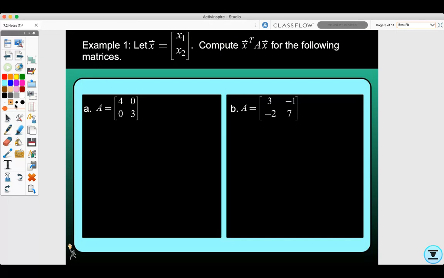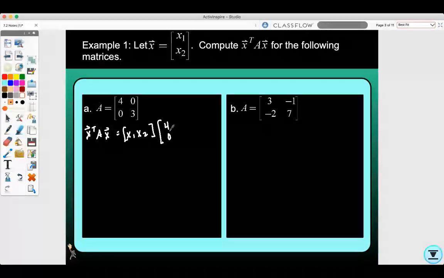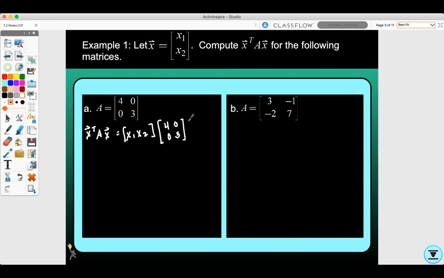Let's go ahead and look at example 1. Let x be x1, x2. Compute x transpose A x for the following. So for A, we're going to compute x transpose A x, which would be x1, x2 times A, which is 4, 0, 0, 3, times x1, x2. We're going to multiply these two matrices together first, 2 by 2 and 2 by 1.